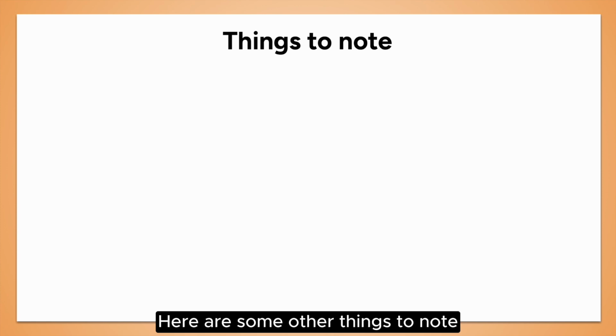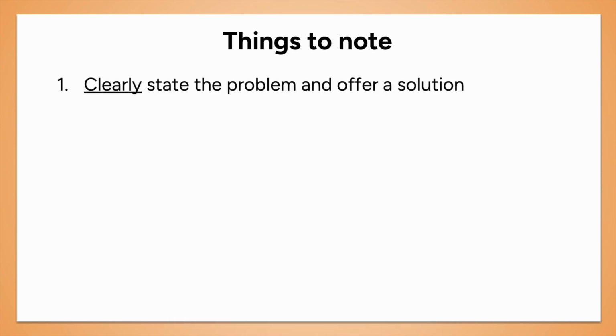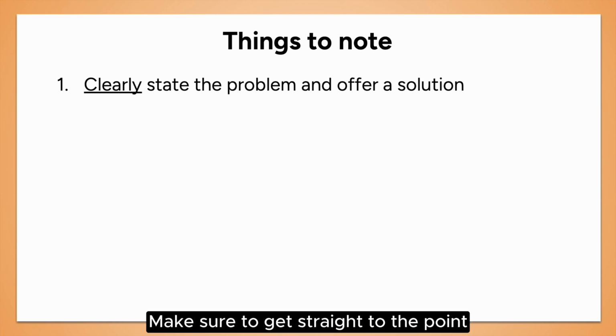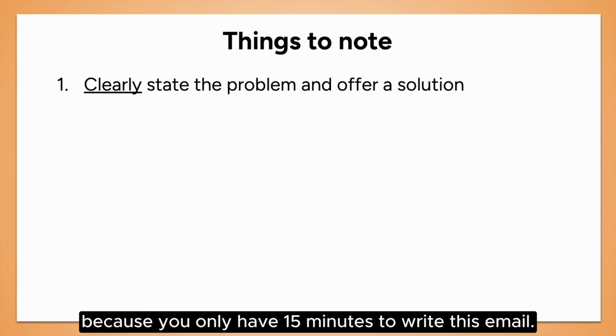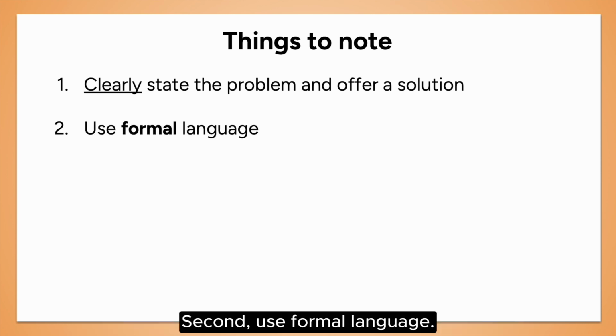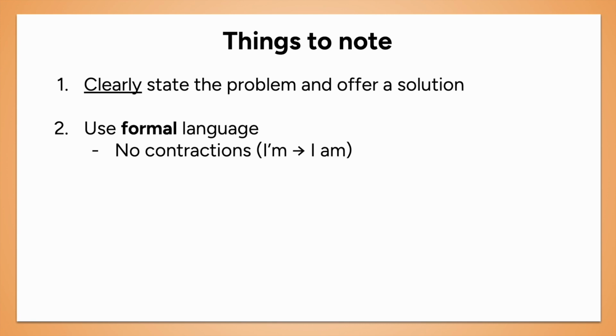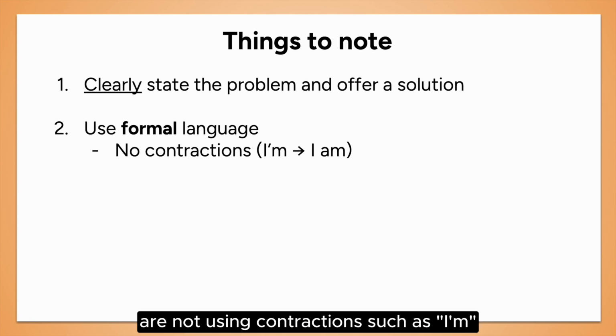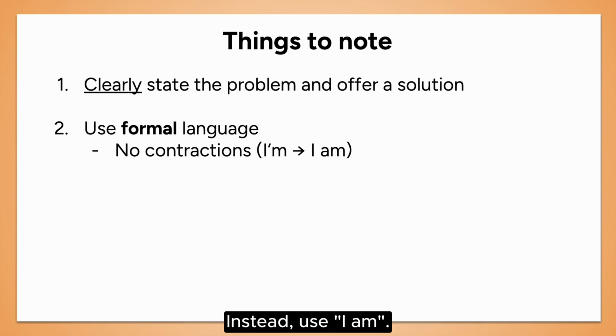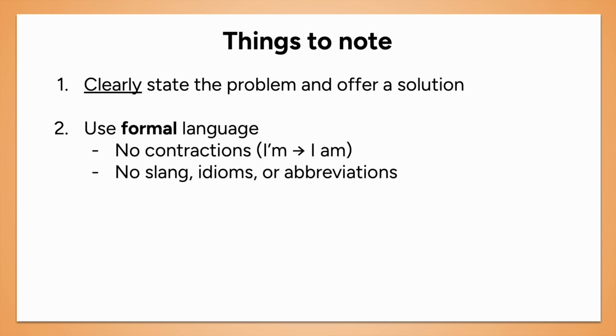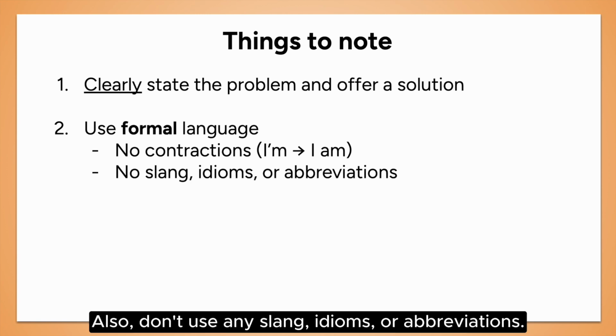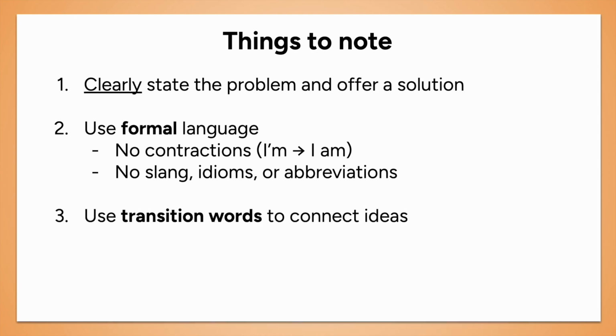Here are some other things to note while you are taking the test. Make sure to clearly state the problem and offer a solution. Make sure to get straight to the point because you only have 15 minutes to write this email. Second, use formal language. You are talking to an administrator, so you don't want to sound too casual. Some things to note are not using contractions, such as I'm. Instead, use I am. Also, don't use any slang, idioms, or abbreviations.